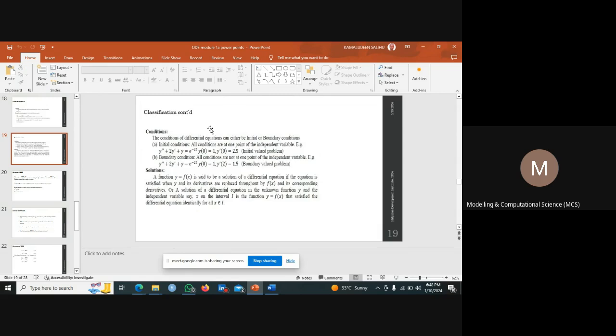We also showed when an expression is said to be a linear differential equation, and we showed non-linear differential equations. Likewise, we talked about when a differential equation is said to be homogeneous. Then the last one, when an ordinary differential equation is said to be non-linear. So are there any questions?